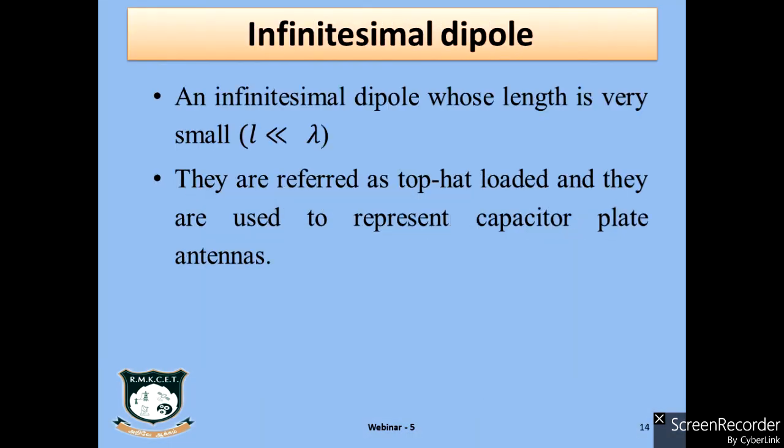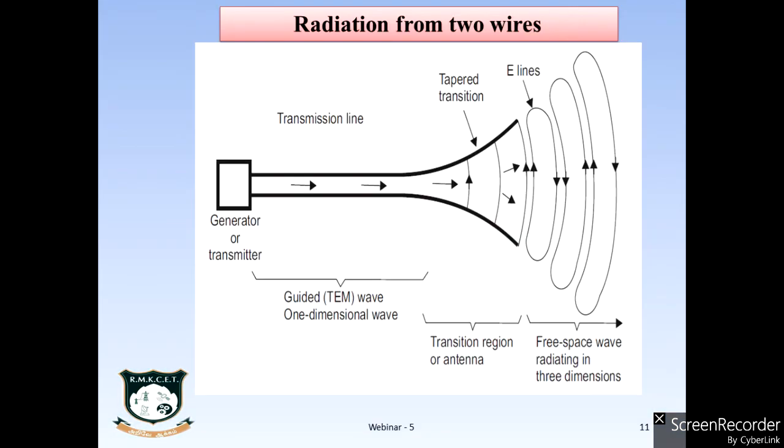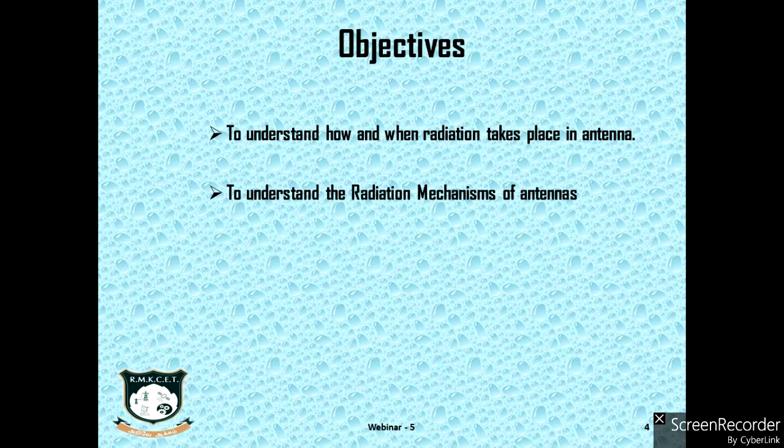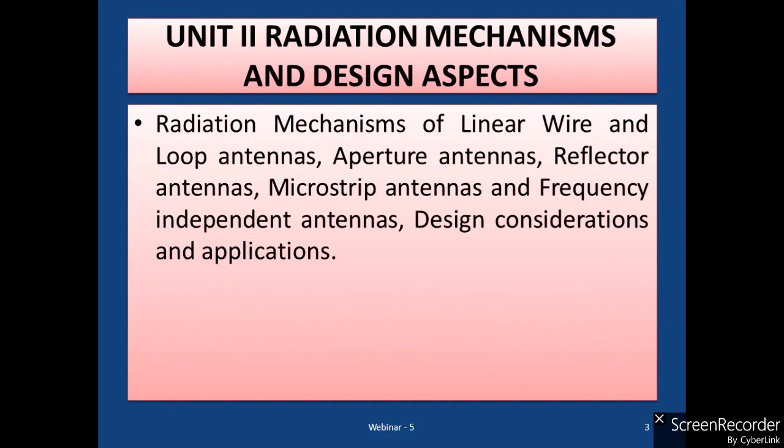We are going to find out the magnetic field intensity and the electric field intensity of all these antennas in the second unit. Now this is the gist of the second unit.